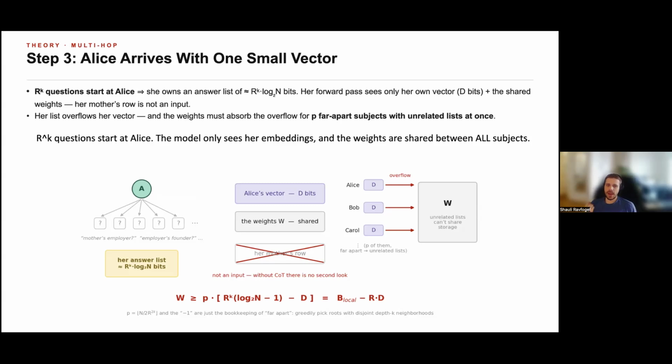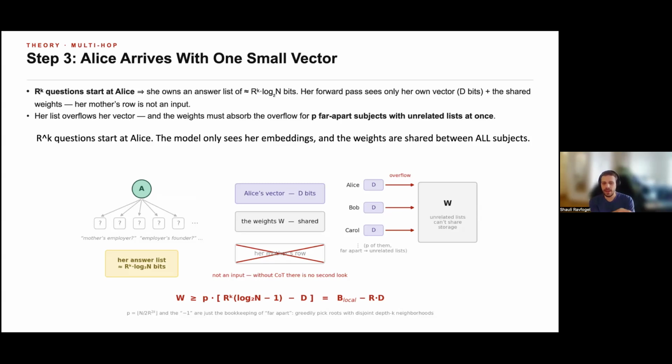So the weights W, the weights that are not part of the embedding matrix, have to absorb the overflow, all the things that we cannot store in the embedding of Alice itself. And it's very easy to see that the number of possible answers, which goes like R to the power of k, is much larger than the number of bits that we have in the embedding of Alice.